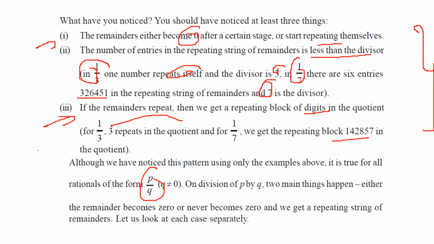Either you will divide it, and the same number will repeat, or there will not be numbers which are repeating. So on division of p by q, two main things happen. Either the remainder becomes 0 or it never becomes 0. It will repeat again and again.